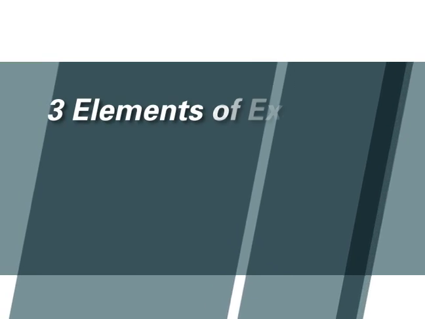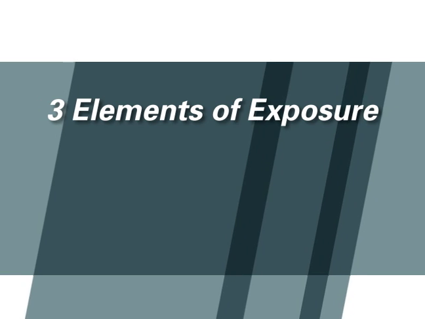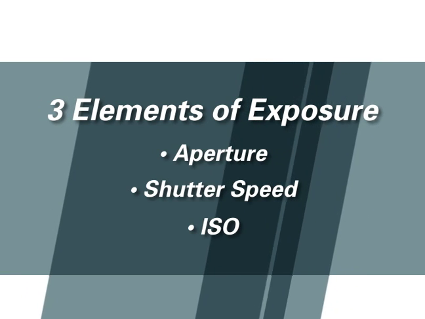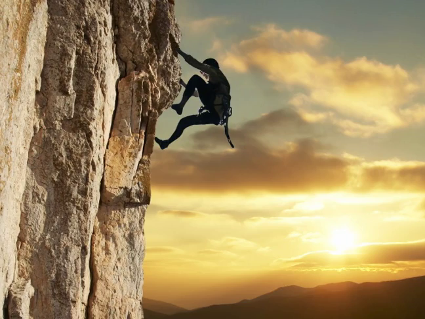There are three major controls to exposure. These are aperture, shutter speed, and ISO. Mastering the relationship of these three will take your photography to the next level. Let's explore these options in detail.